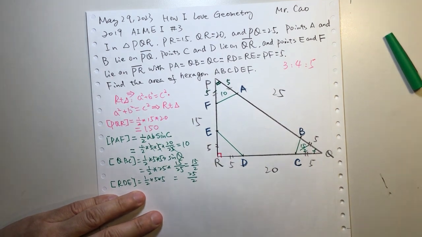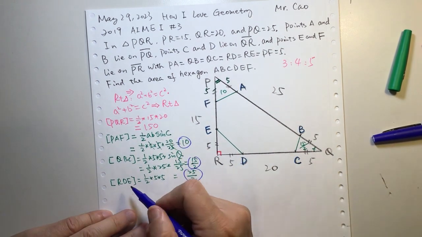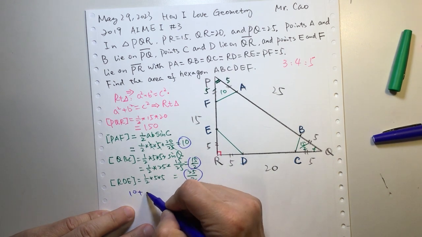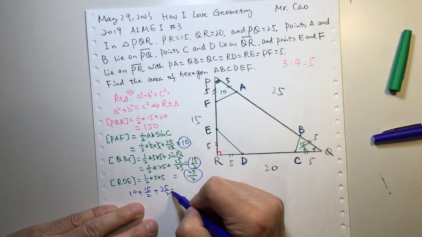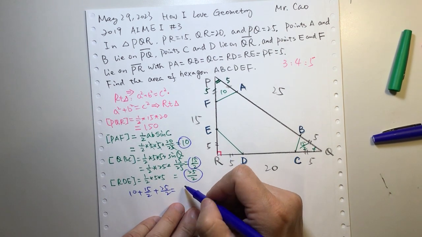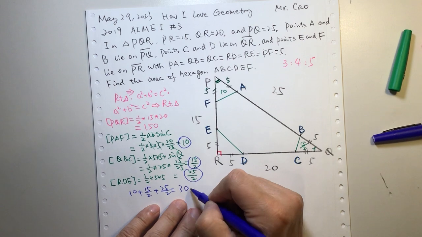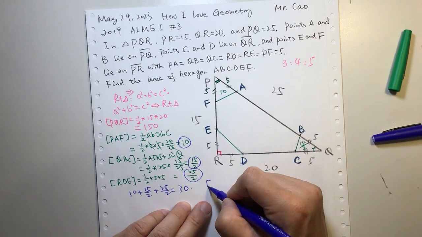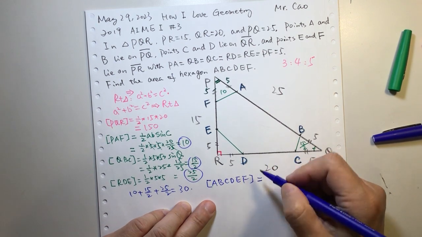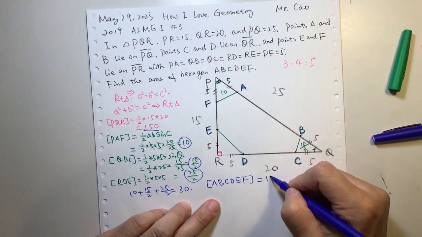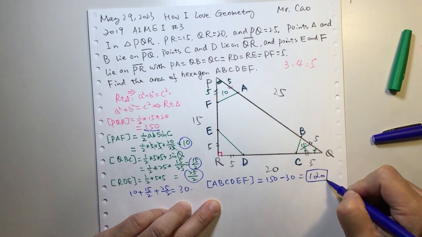Now we get the sum of these small triangles. Put them together: 10 plus 15 over 2 plus 25 over 2. So how much is it? It is 30, right? 10 plus 20 is 30. So the area we want to calculate, this polygon ABCDEF, equals 150 minus 30. So the final answer is 120.